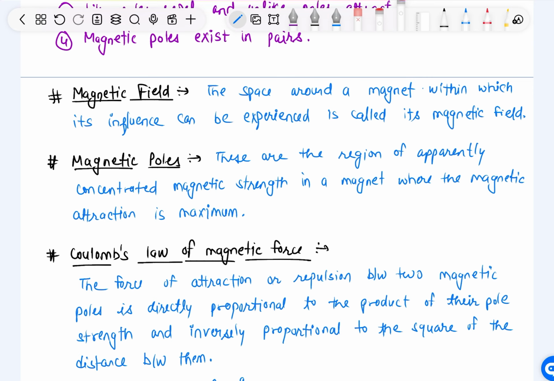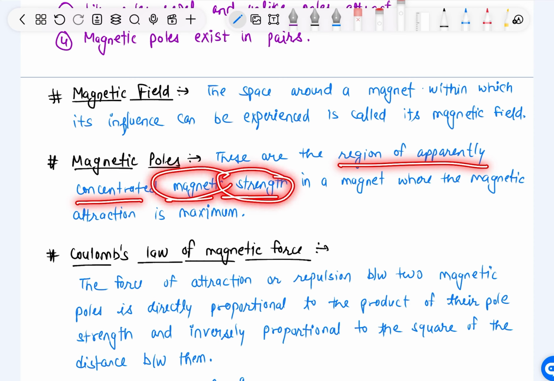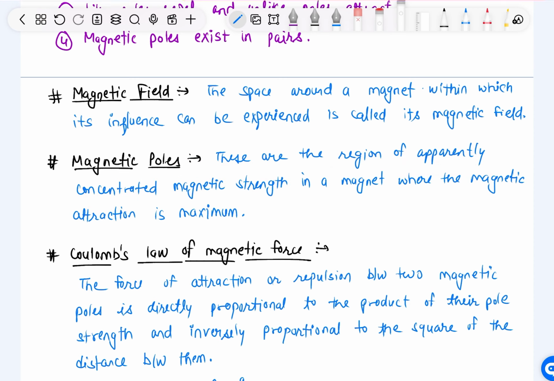Next is magnetic poles. What is a magnetic pole? It is a region where the magnetic strength is maximum, where the attraction or repulsion is maximum. It is called the magnetic pole. It is written there as the region of apparently concentrated magnetic field. It means a strong magnetic field in a magnet, where the attraction is maximum.